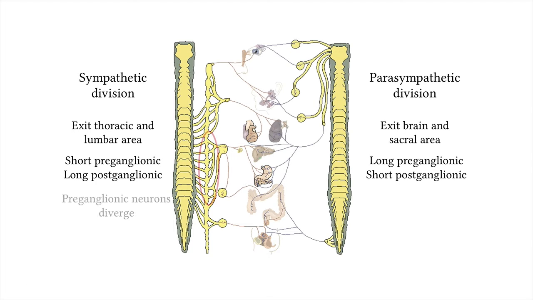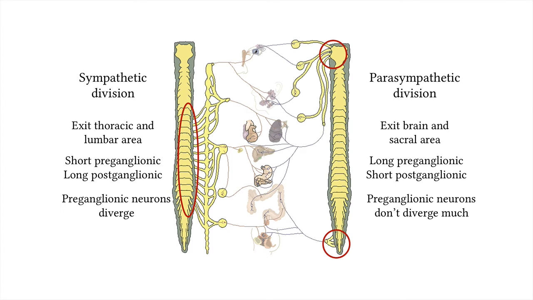Another difference is that the preganglionic neurons of the sympathetic division diverge a lot. That enables them to innervate many effectors at one time. The preganglionic neurons of the parasympathetic division don't diverge very much, so they don't affect as many effectors.